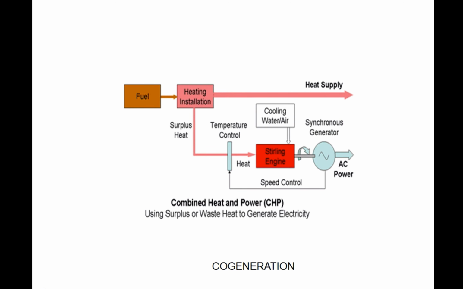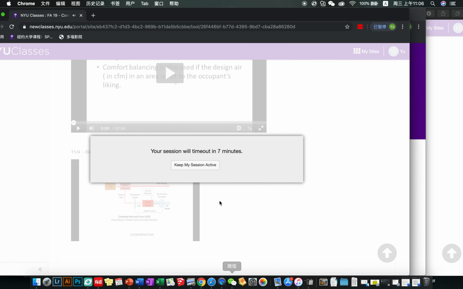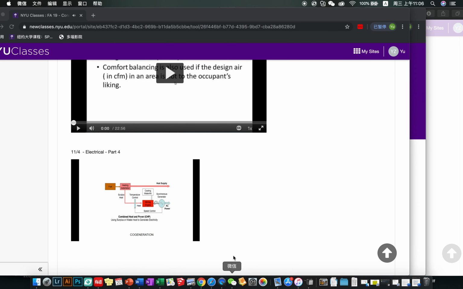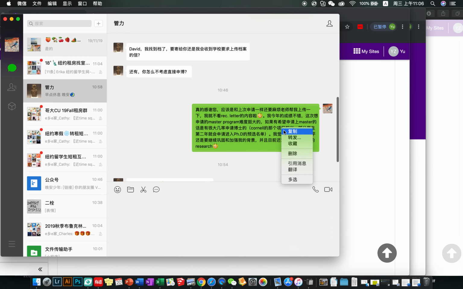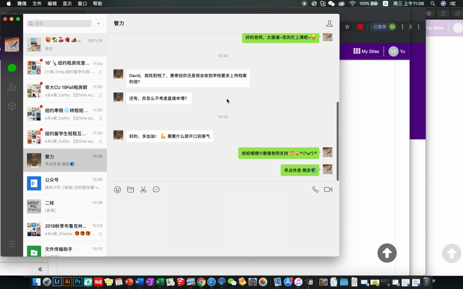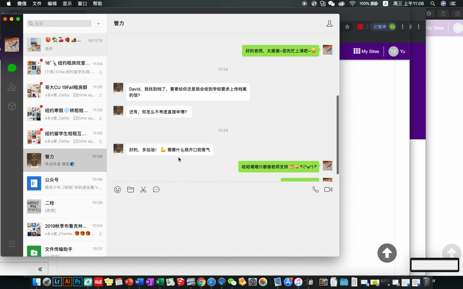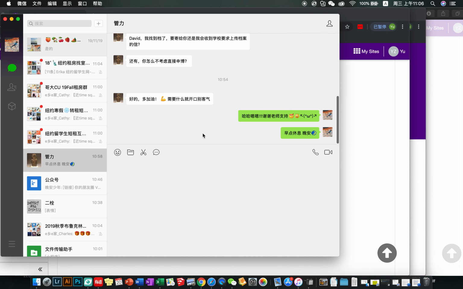You use some kind of fuel to create heat, and that surplus heat goes around and is used to heat water that's used in the cooling system, and again create some kind of steam, which drives an engine and then a generator, and that generator produces power. So it's kind of using every element of the system to continuously feed each element of the system.